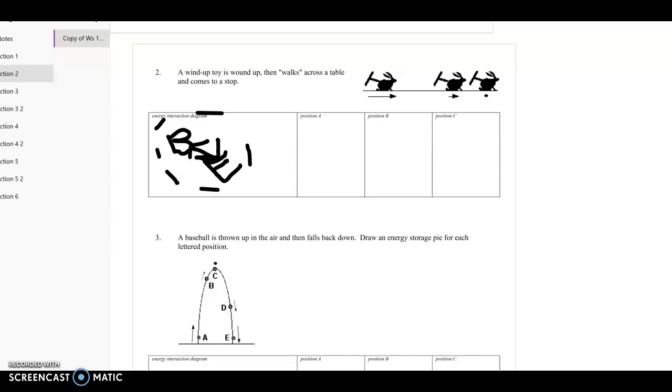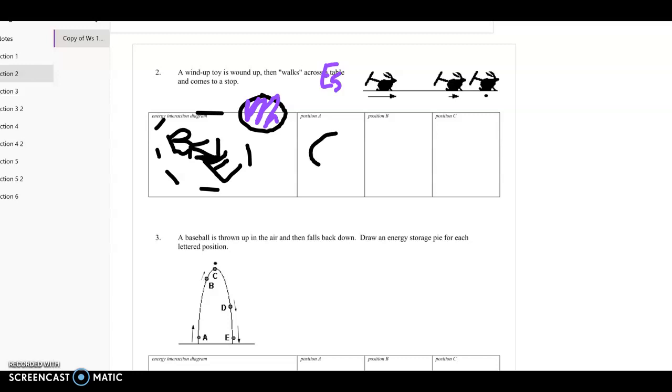For clarity, I'm going to make a pie that is all E spring. So I'm going to make the pie for the place over here where the bunny is wound up but not yet moving. Okay, so I'm going to say purple is E spring and the wind up is E spring. I'm not saying you have to do that. I'm just trying to use this to teach you.